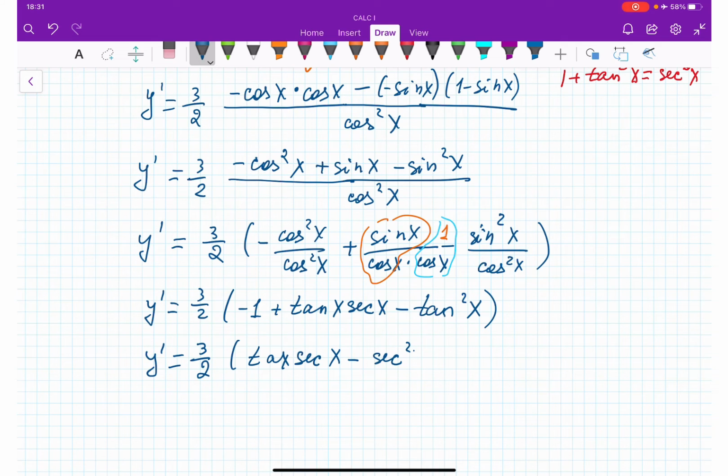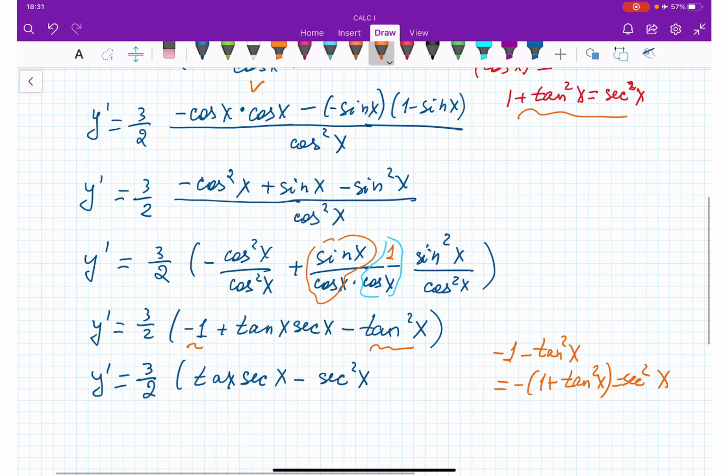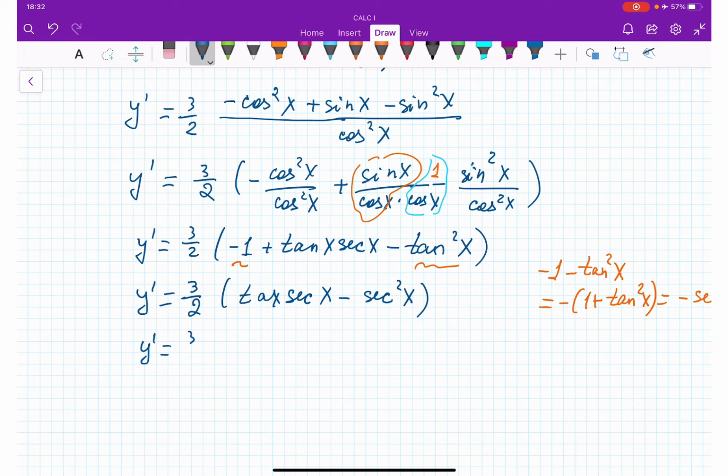minus secant squared x). Where from? Let me write it down here, doing some drafting. I have negative 1 minus tangent squared x, right? So I'm going to rewrite negative 1 plus tangent squared x, which is equal, right here, to secant squared x. Yes? But since I have a negative in front of the parentheses, I will put negative secant squared x. And here it is. All right? So from here, I'll write y prime is equal to 3 over 2. Take out secant, and in parentheses I have tangent x minus secant x.